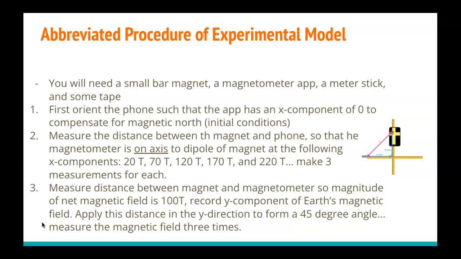You will then measure the distance between the magnet and the magnetometer so that the magnitude of the net magnetic field is 100 teslas. You will record this y component of the Earth's magnetic field and then apply this distance in the y direction to form a 45-degree angle and measure the magnetic field 3 times. And there's a picture of this on this slide as well.